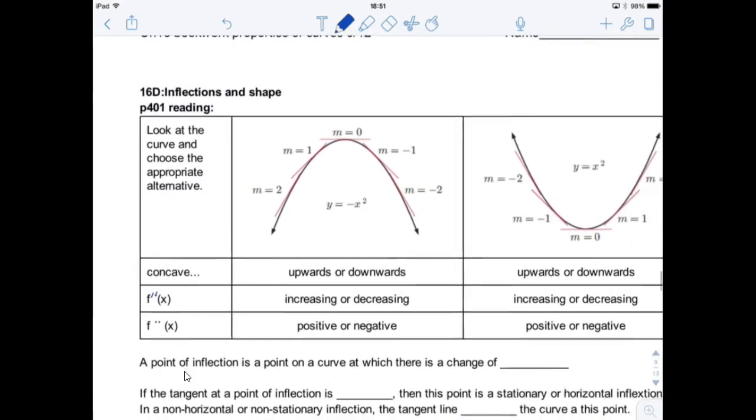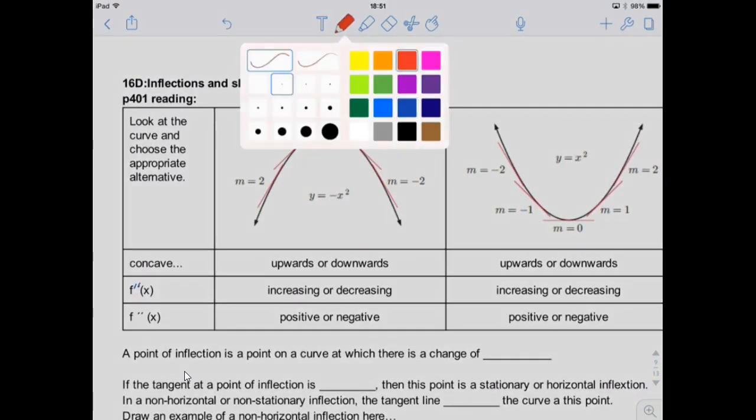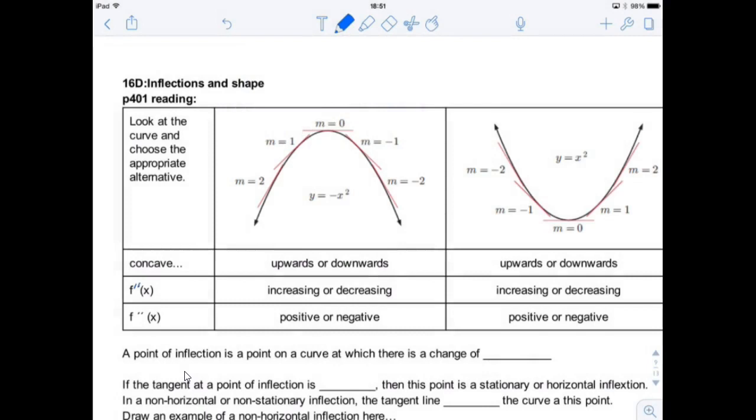Okay, so we're going to look at these two curves, one facing up and one facing down, and we're going to say which of these options is true. So when it looks like that, it is concave down. When it looks like that, it's concave up. I think of it as like a cup, or whatever. The cup is facing down or up.